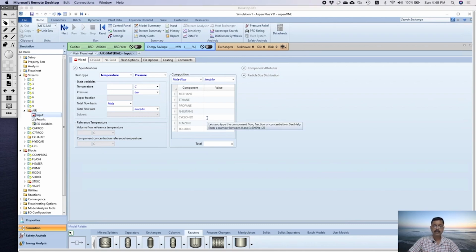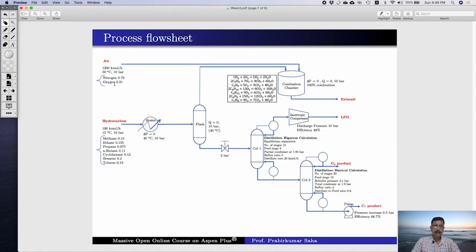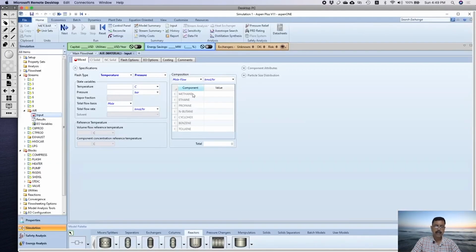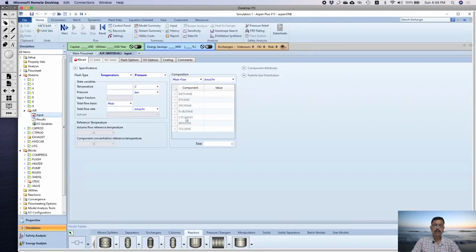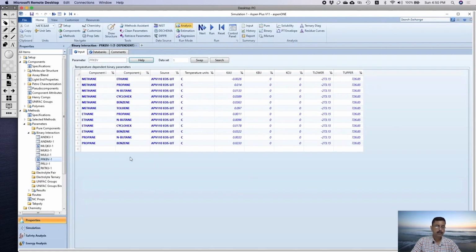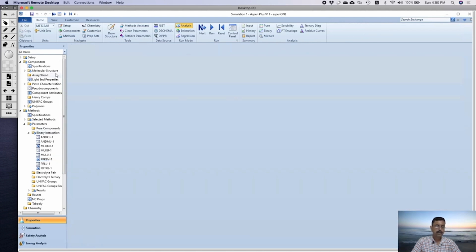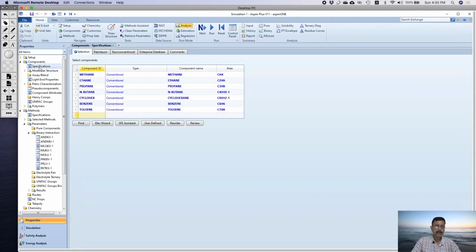Now we are stuck with something new, because air doesn't contain either of them. Air contains nitrogen and oxygen, and the exhaust will be mainly CO2 and H2O. But we didn't include these as components over there. So we have to include these components as well. So what should we do? We should go back to the property database. Here we have to add a few properties. So we go to component specification once again.